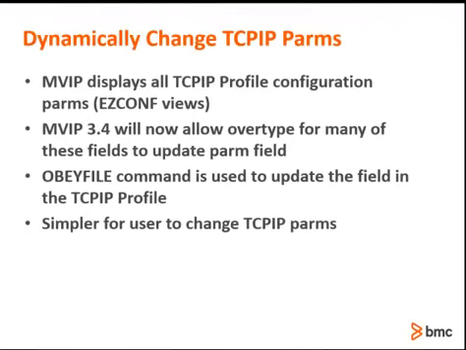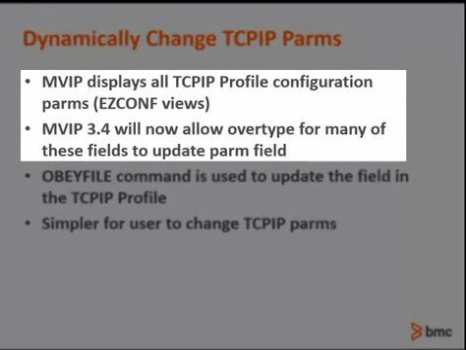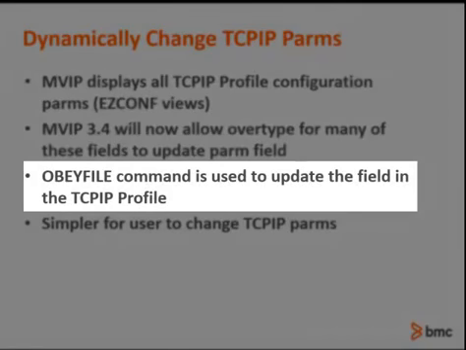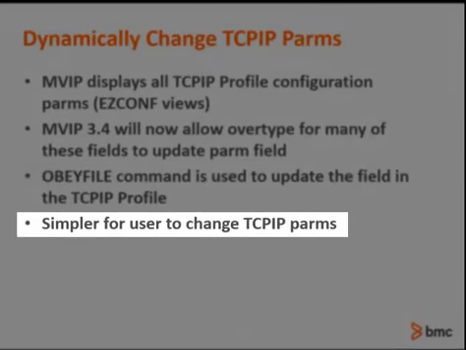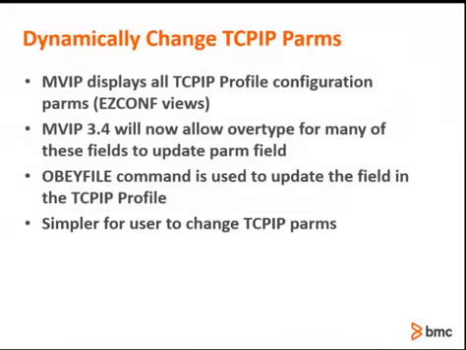MainView for IP 3.4 will now allow the user to overtype and change many of the TCPIP configuration parameter fields on the various configuration views accessible from the EZConf menu. MainView for IP will use the TCPIP OBEY file command to change the parm in the TCPIP profile. The process of dynamically changing any TCPIP parm is made easier by MainView for IP with this new function.